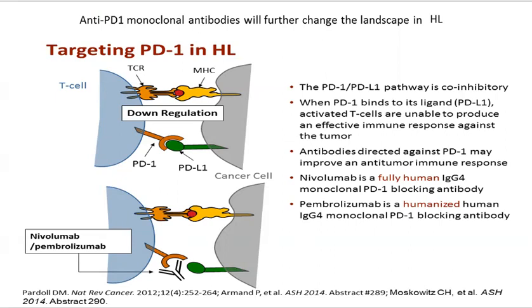Nivolumab is a fully human immunoglobulin G4 monoclonal PD-1 blocking antibody, but pembrolizumab is a humanized immunoglobulin G monoclonal PD-1 blocking antibody. Immune therapy, not only in Hodgkin lymphomas but in other neoplastic disorders, shows a promising future, and still there are many clinical investigations which help to establish positive immunotherapy schemes with promising results in treatment of those diseases.